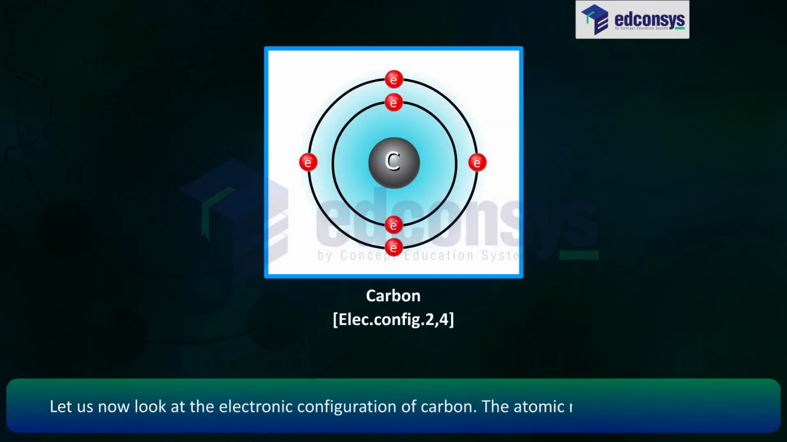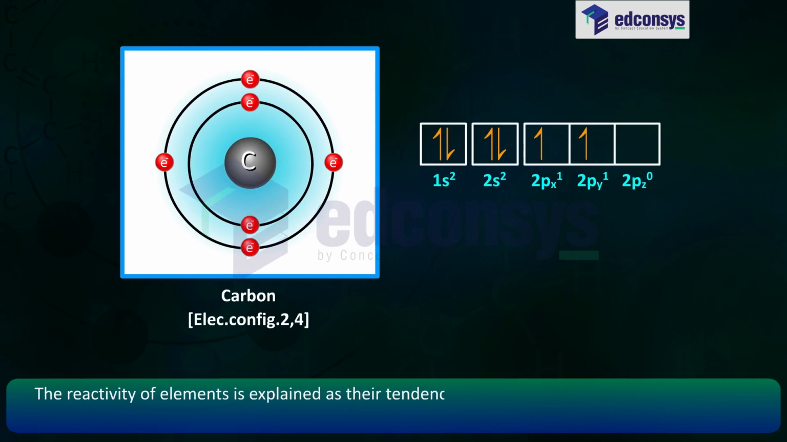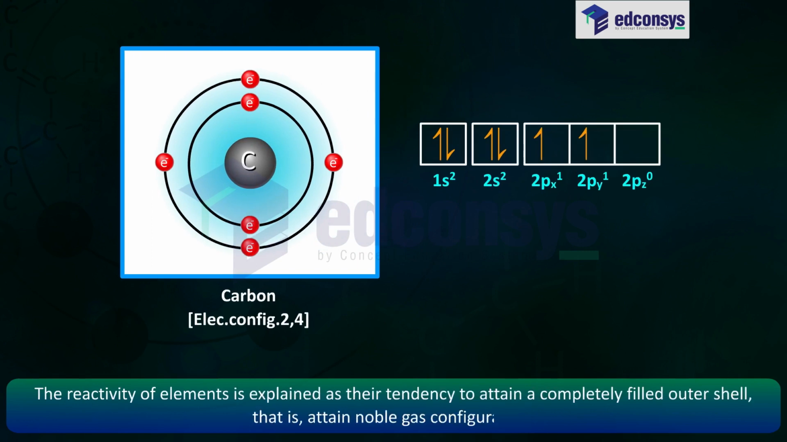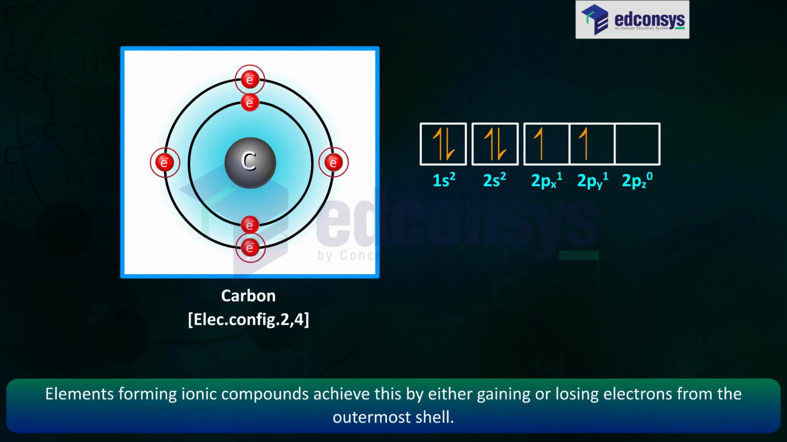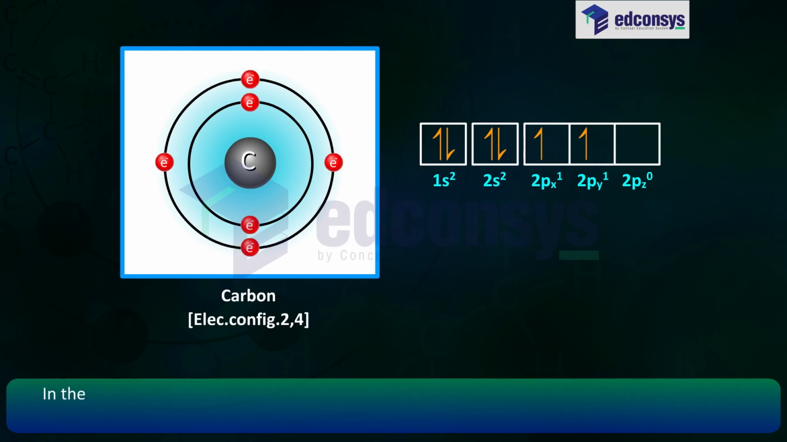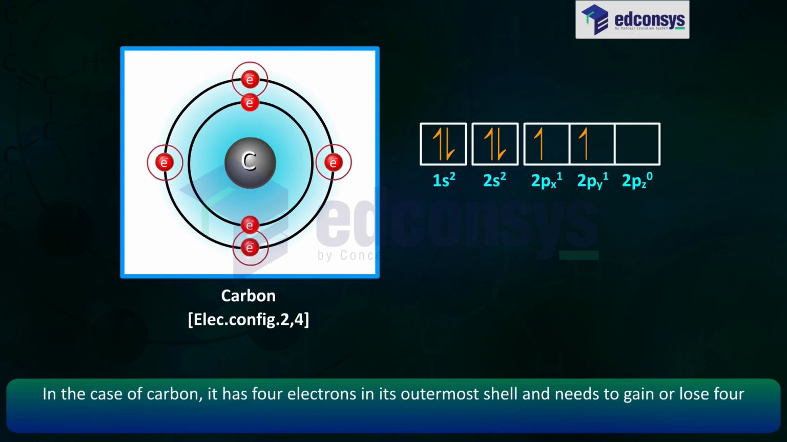Let us now look at the electronic configuration of carbon. The atomic number of carbon is 6. The reactivity of elements is explained as their tendency to attain a completely filled outer shell, that is, attain noble gas configuration. Elements forming ionic compounds achieve this by either gaining or losing electrons from the outermost shell. In the case of carbon, it has 4 electrons in its outermost shell and needs to gain or lose 4 electrons to attain noble gas configuration.